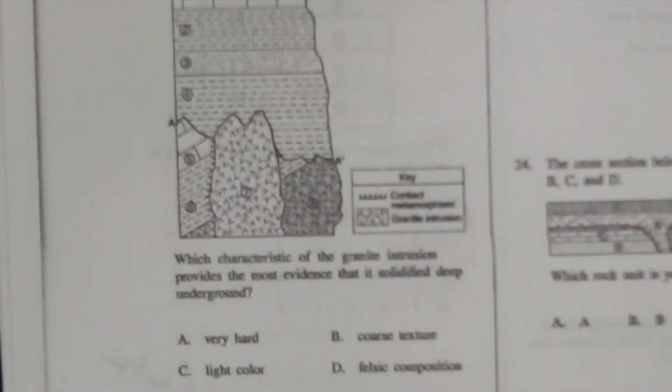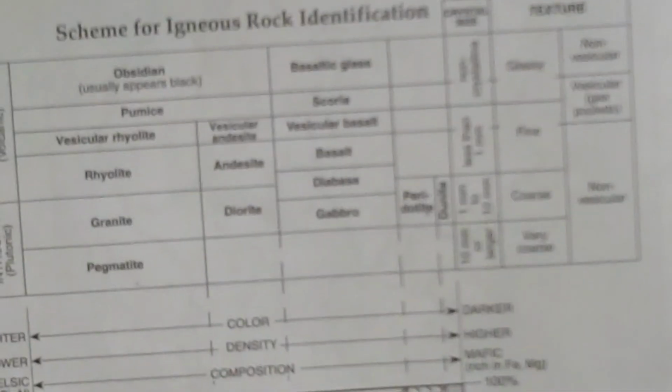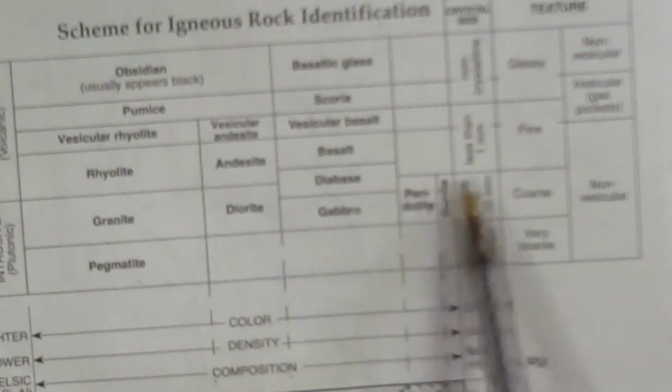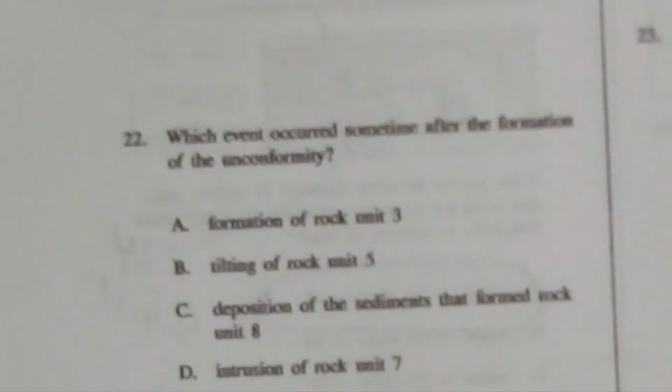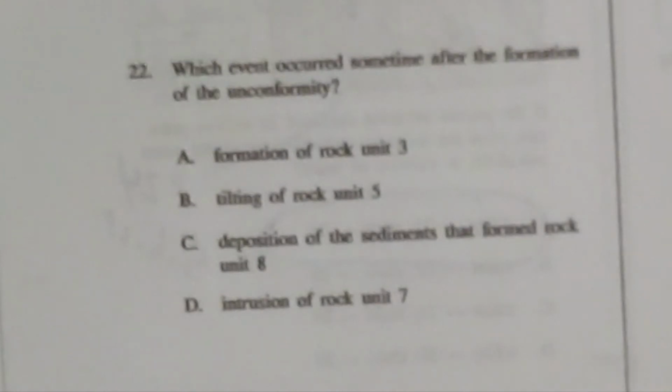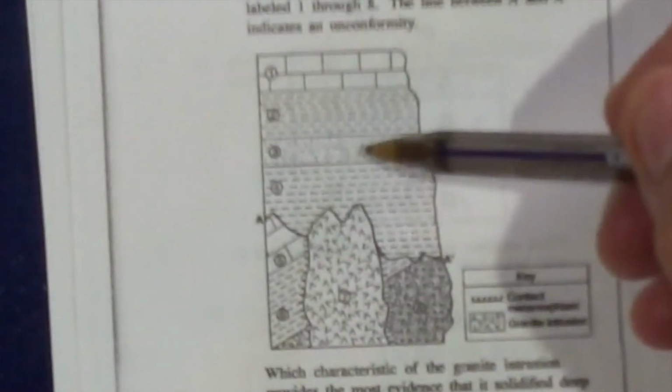Which characteristic of the granite intrusion provides the most evidence that it solidified deep underground? When an igneous rock is forming deep underground, it has time to cool slowly, and that provides it with time to form large crystals. An igneous rock with large crystals is said to have a coarse texture. Which event occurred sometime after the formation of the unconformity? Here's the unconformity. The formation of rock unit 3 is above the unconformity. It must have occurred after.